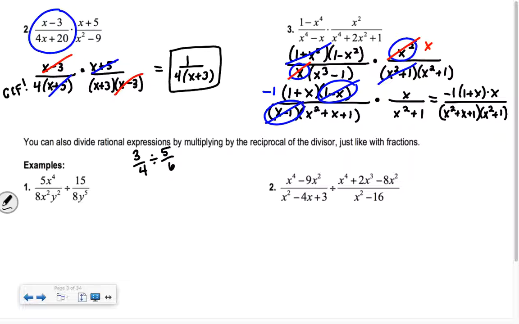Yeah, I like multiply by the reciprocal. Which one? The first one? The second one, right? I do 3/4 times 6/5, right? Do we all remember that? So that's what we're going to do here.